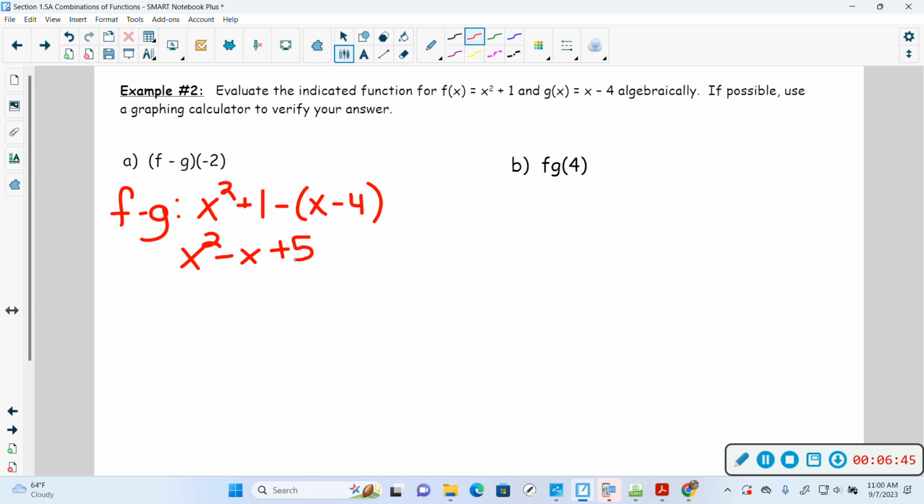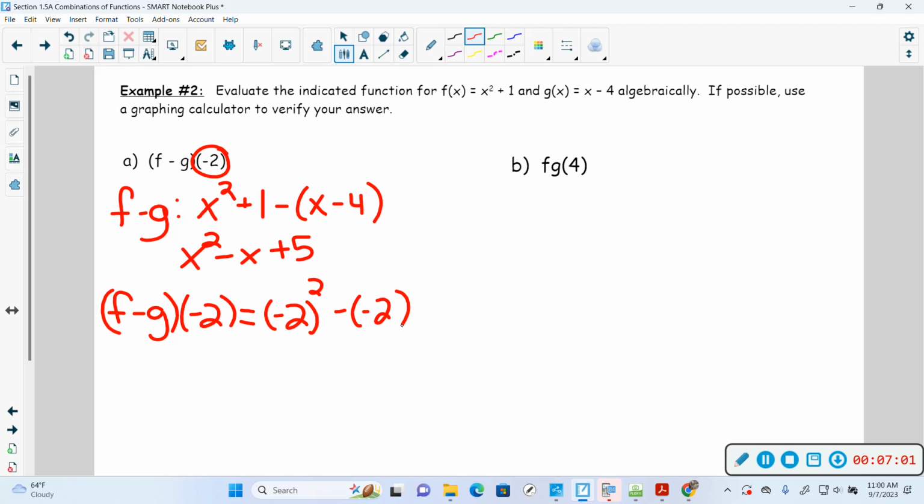Now I have one extra step to do. They want you to put negative 2 in there. So I got to do a little mental math here. Now I'm going to replace our x's with negative 2. So we're going to figure out negative 2 squared. You probably already have that in your head. Minus negative 2 plus 5. So what's your final answer? 11. 4 plus 2, 6 plus 5.